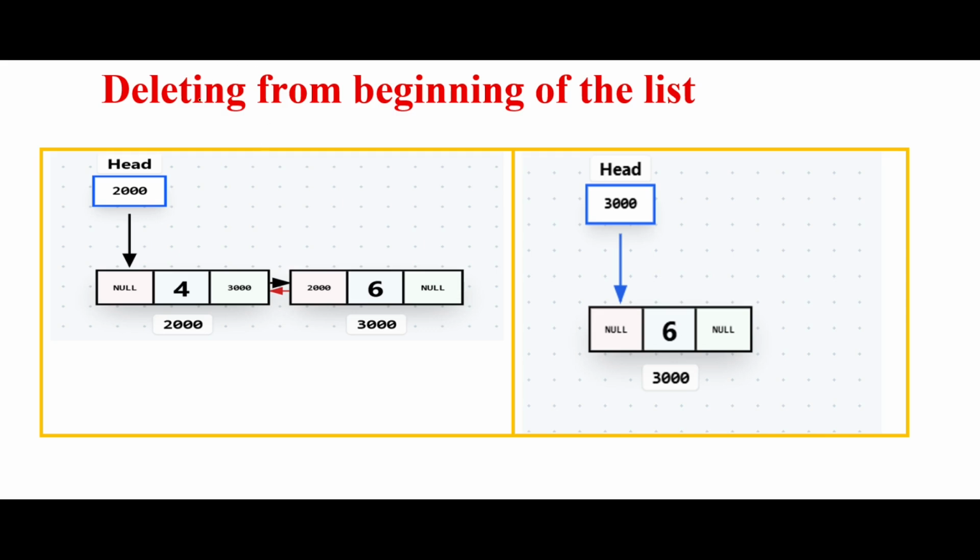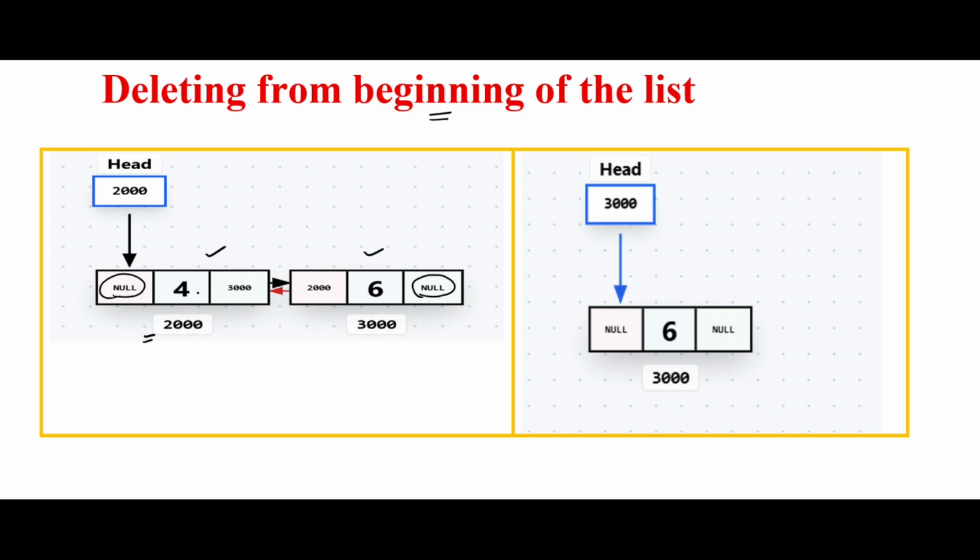Dear students, in this video, I am going to explain how to delete a node from the beginning of the list. This is a double linked list. This is the existing list, where 4 and 6 are present. Head contains the address of the first node, head's previous is null, and the last node's next is also null, right?